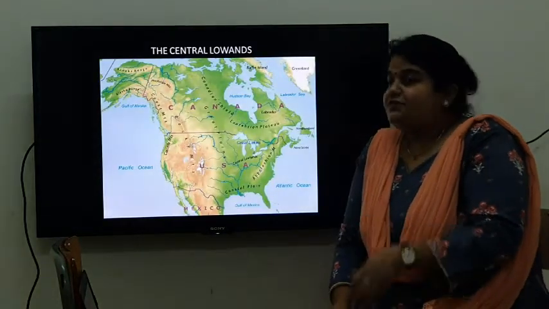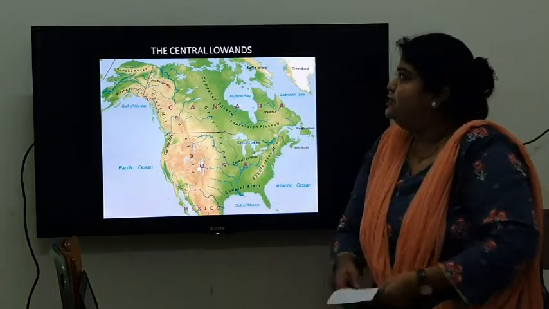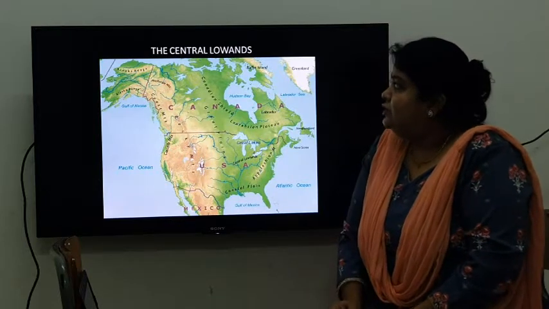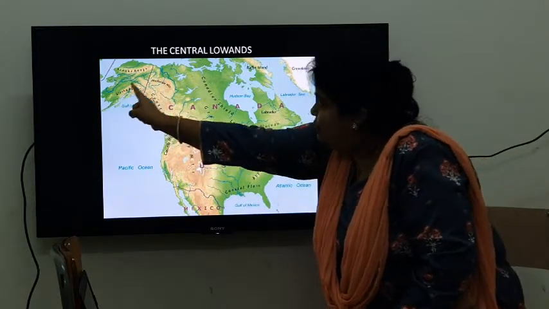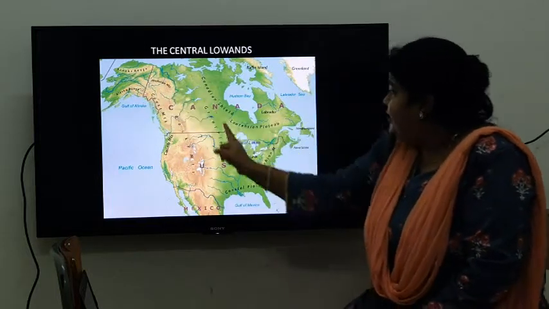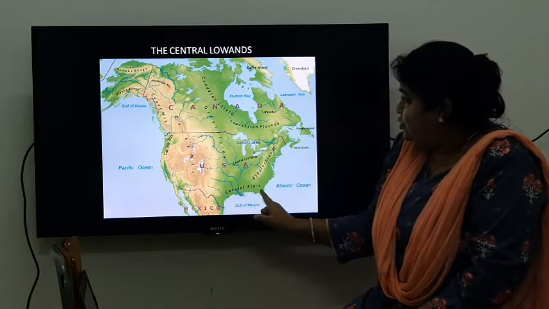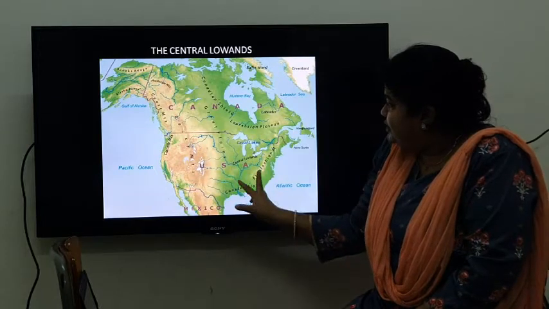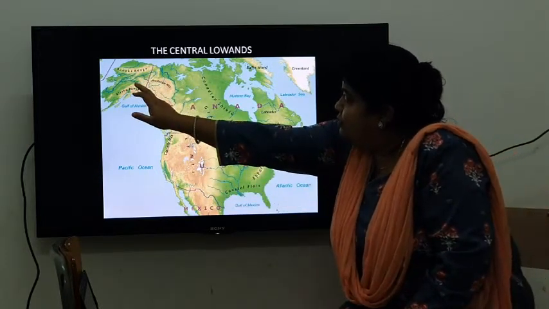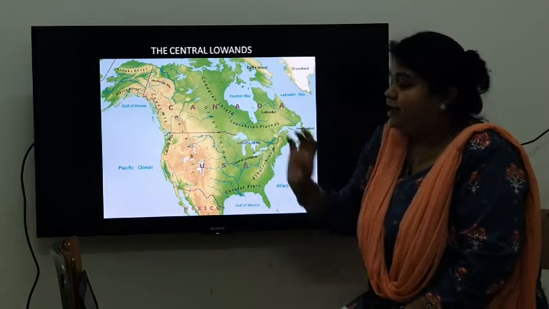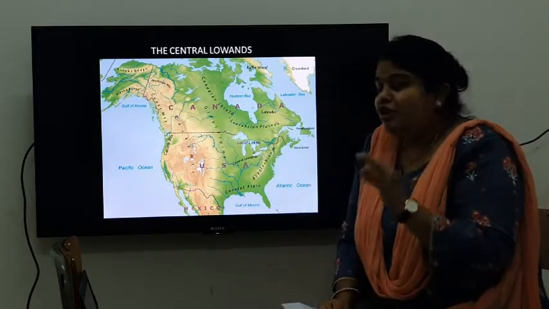Coming towards the next physical feature, your Central Lowlands. Now the Central Lowlands extend from the mouth of River Mackenzie, which is located here, and it extends up to the Gulf of Mexico. So the green patch, whatever you can see in the central part of North America, moving up to the Mackenzie River and the surrounding areas, is your Central Lowlands.